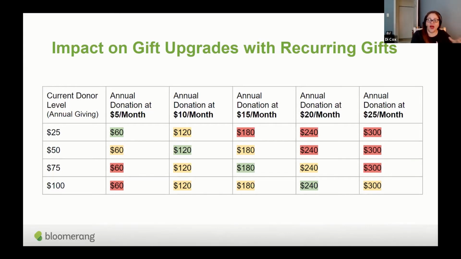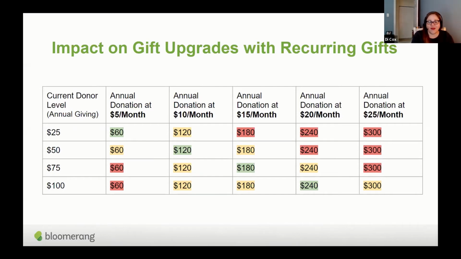So right now, green is that target ask amount. So that is what you should be asking for at their current donor level. So if they are giving $25 a year, asking for a $5 monthly donation will increase that giving to $60 a year. So it can really have a big impact without much effort.